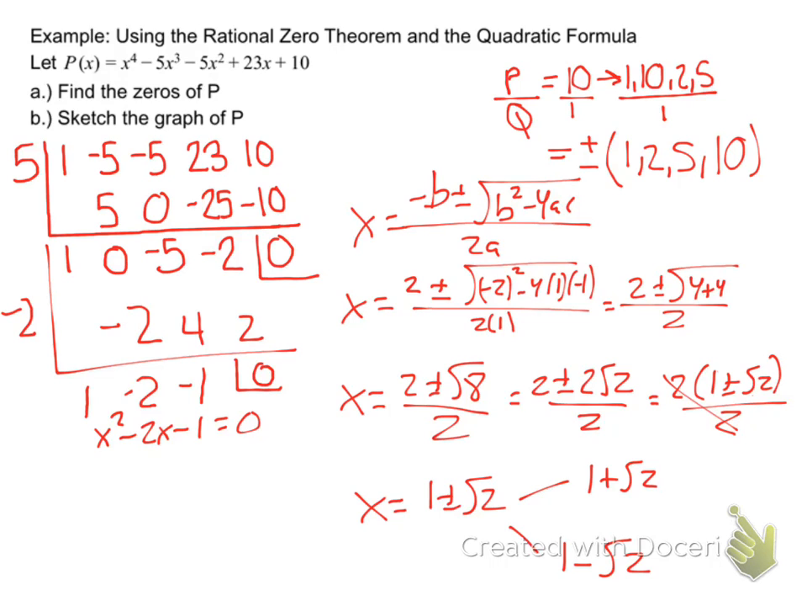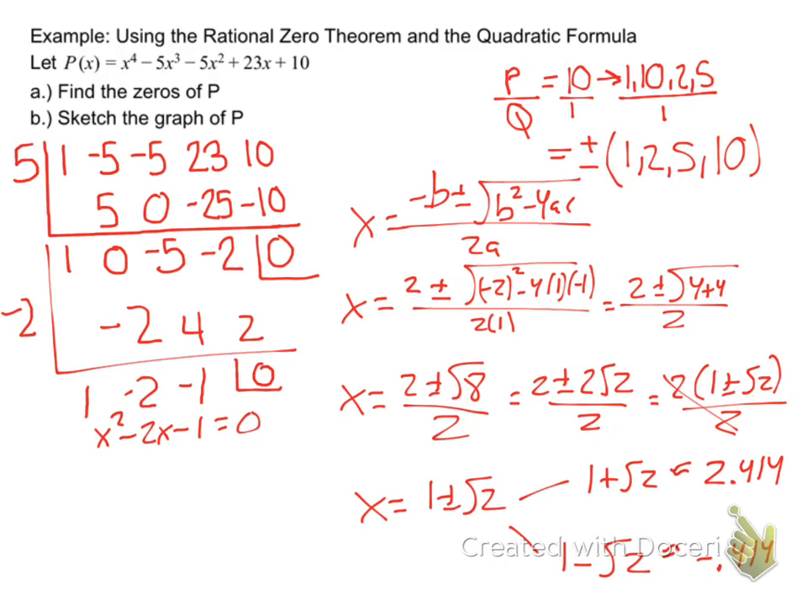Guys, those are the exact answers. If I was looking for an exact answer, you've got to give me that. What are the zeros? 5, negative 2, 1 plus the square root of 2, and 1 minus the square root of 2. If I was looking for approximations, well, the square root of 2 is like 1.414. So this would be 2.414. And if I subtracted it, it'd be something like negative 0.414.